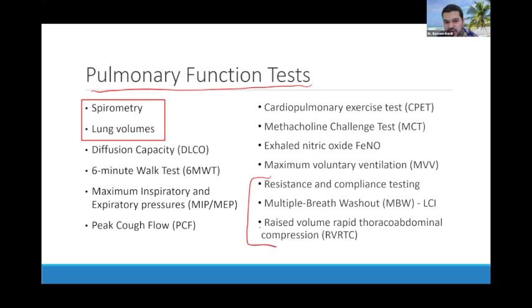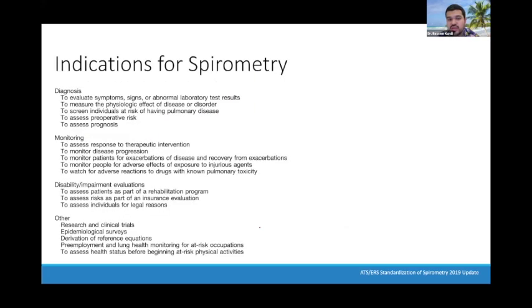Resistance and compliance testing, multiple breath washouts for lung clearance index, and the last one is infant PFTs. Those three we didn't really use clinically; we use them mostly for research purposes. I'm not sure that at this stage they will become more than that, but everything else has a direct clinical impact on your patient. So people always ask, what are the indications for spirometry from a clinical standpoint?